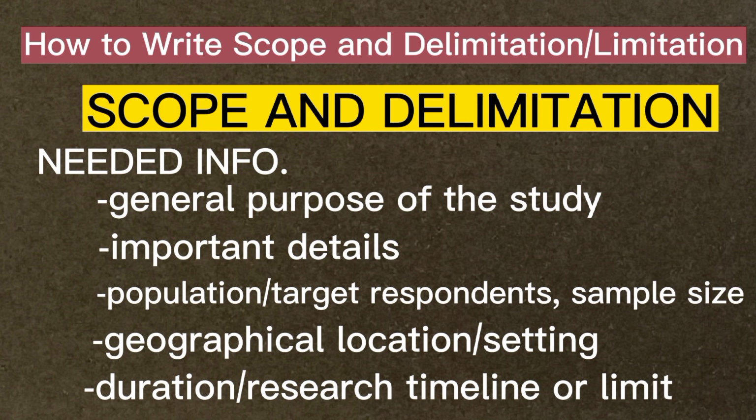Ano ba yung mga importanteng information na kailangang makikita sa scope and delimitation? Una, the general purpose of the study. Pangalawa, yung important details. Pangatlo, population, target respondents, the sample size. Pang-apat, geographical location or the setting. And lastly, your duration or research timeline or limit.